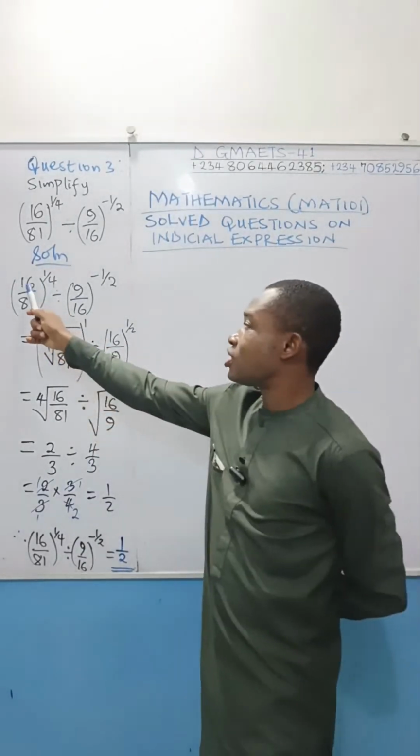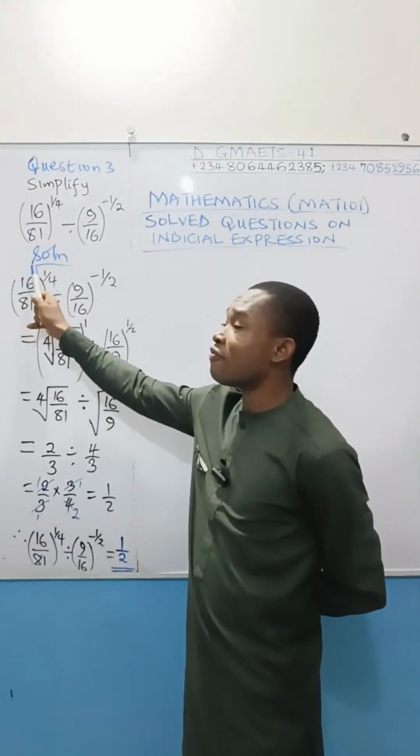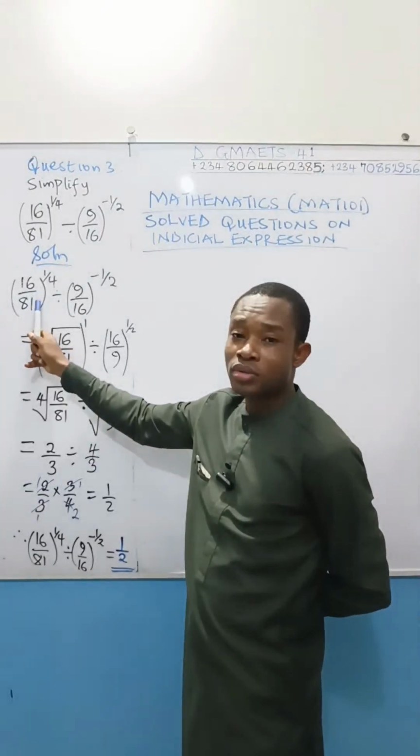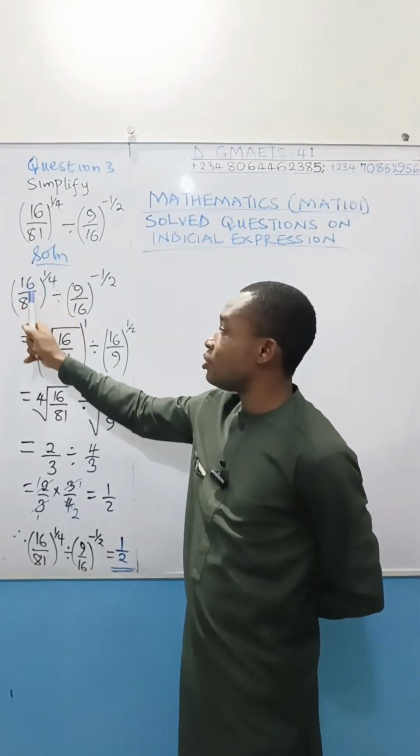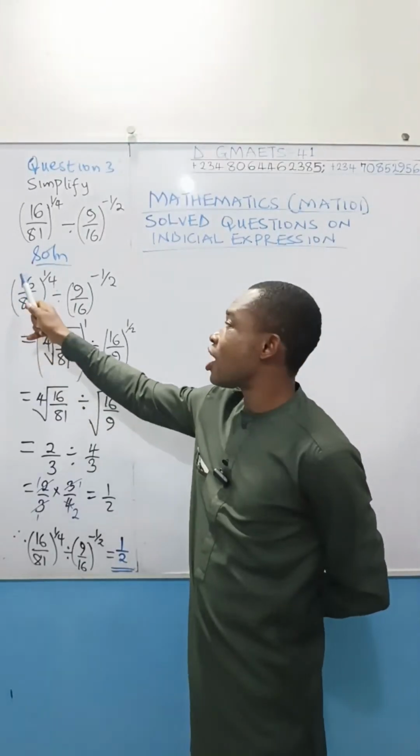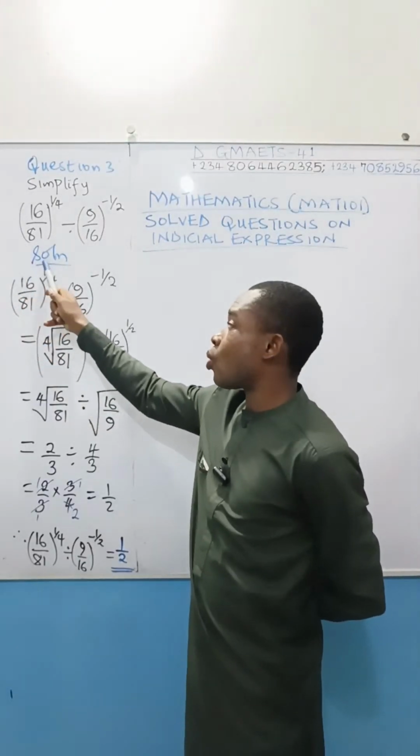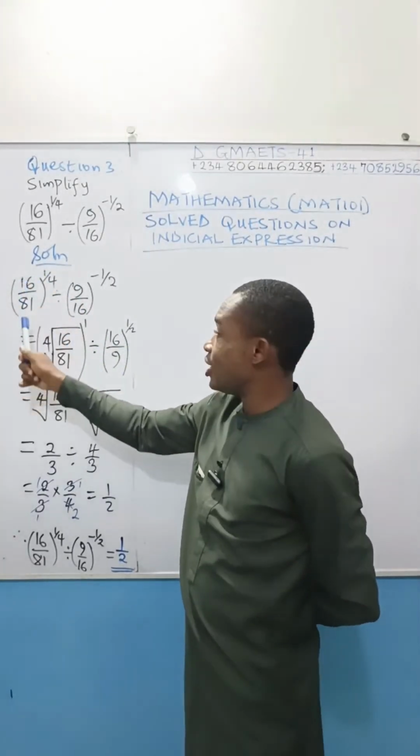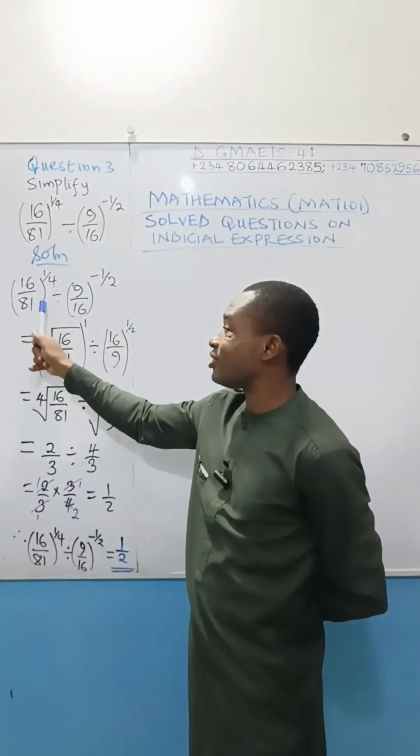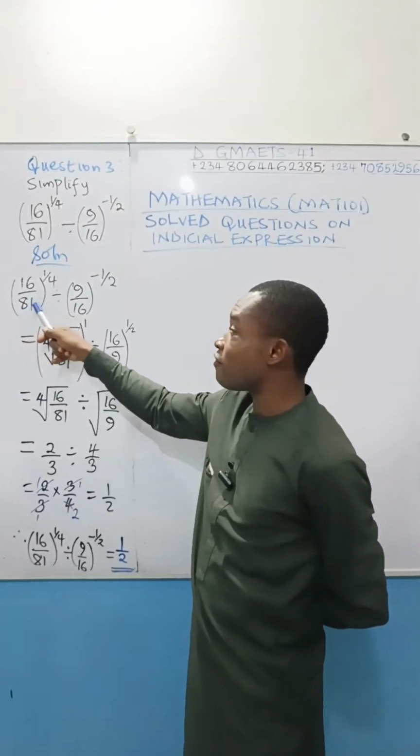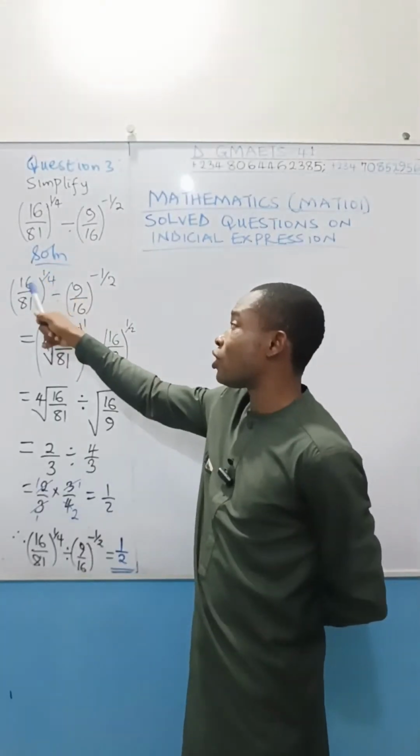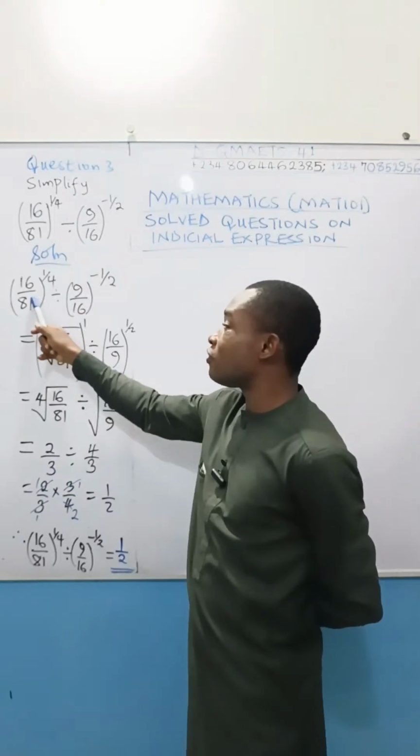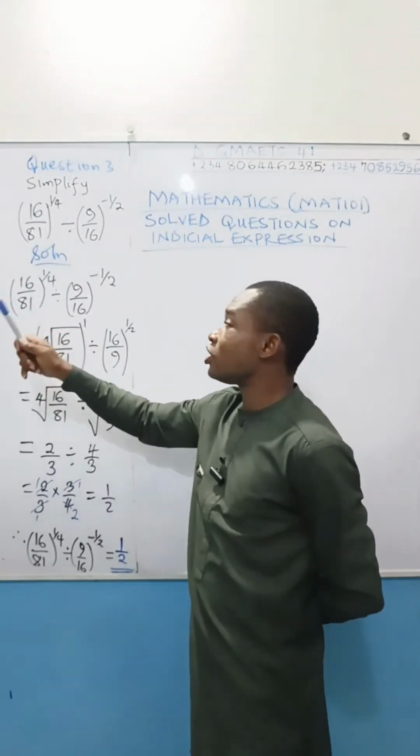How? This 16, I'll break it down to 2 raised to power 4. This 81, I'll break it to 3 raised to power 4. Then this power outside will be distributed to each of them. So you have 2 raised to power 4, raised to power 1 over 4. The 4 will cancel out. You have 2 here. And then this denominator, 3 raised to power 4, raised to power 1 over 4, because this 1 over 4 will distribute to both of them. The 4 will cancel, you'll be left with 3, which will give you 2 over 3.